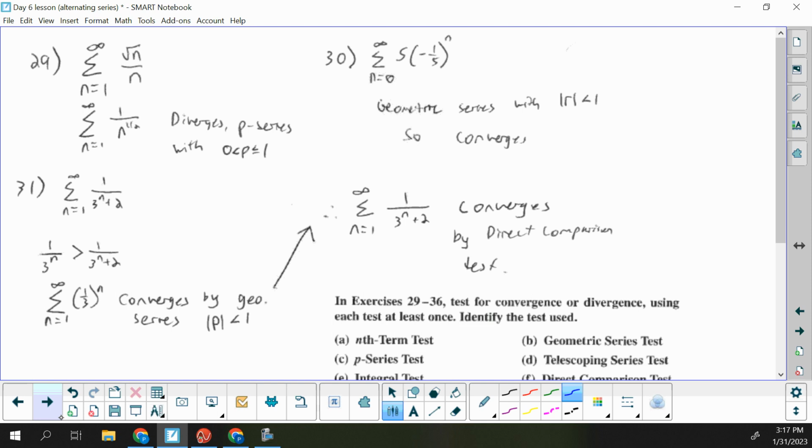All right, the next set, we needed to use one of each of these as you were going through. I divided out a square root of n, turning that to 1 over n to the 1/2. So then that's a p series that diverges because p is greater than 0 but less than or equal to 1.